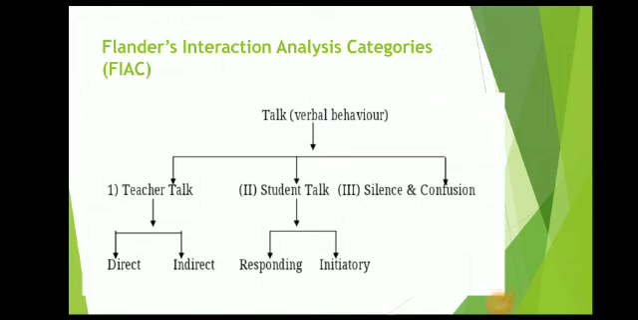Here the first 7 categories are assigned to teacher talk, which are again divided into indirect and direct influences. Then the student talk comes under categories 8 and 9, that is responding and initiatory. The last category is silence and confusion.